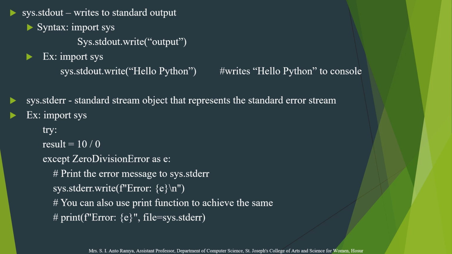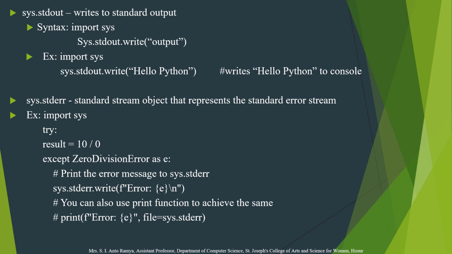Next one, sys.stderr, a standard stream object that represents your error stream. So the example: import sys, inside a try block, meaning we are checking for an exception, result = 10/0. Any number cannot be divided by 0, it will cause an error. So that we are handling using an exception: except ZeroDivisionError as e.